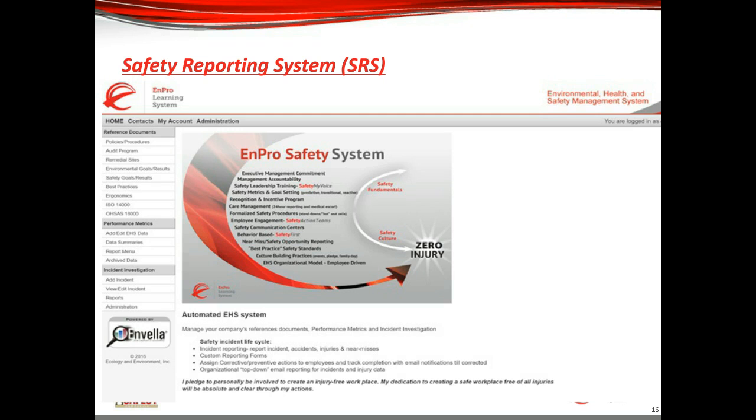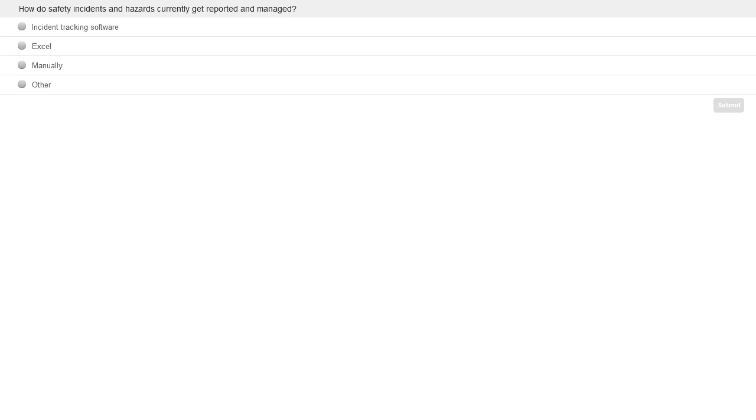But before I get to that, I thought we'd do a quick poll. We'll leave this open for 30 or 45 seconds. I'm just wondering, how do safety incidents and hazards currently get reported and managed? Through incident tracking software, Excel, manual paper copy, or some other system? It'd be nice to know where everybody's at. Just leave that up for a few more seconds and then jump in to see what the results show us here in a minute.